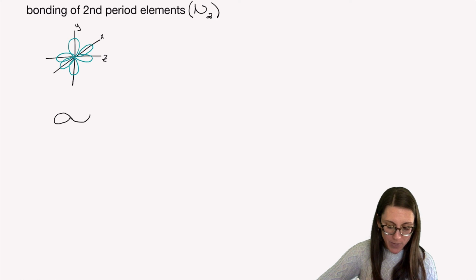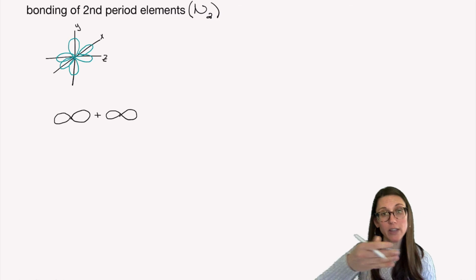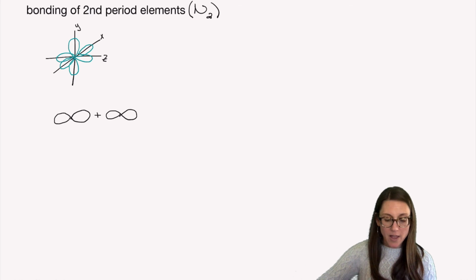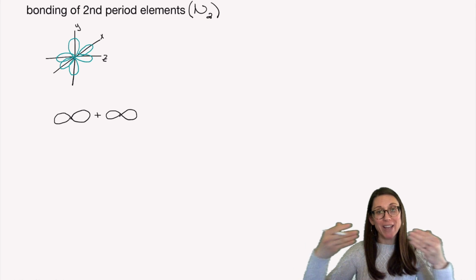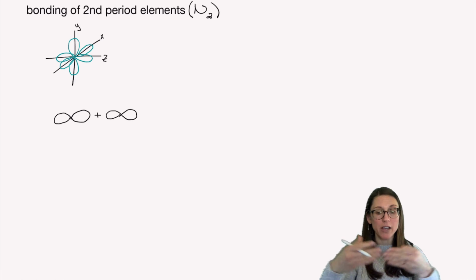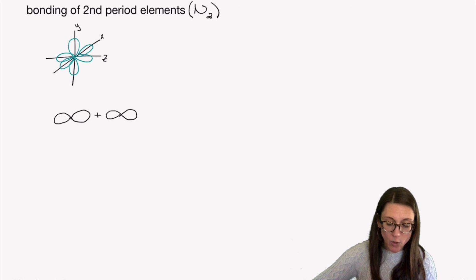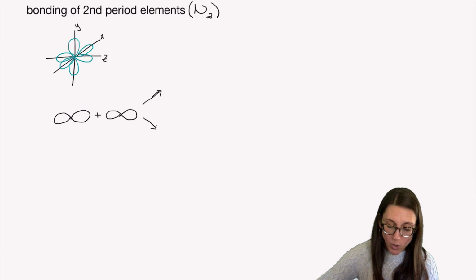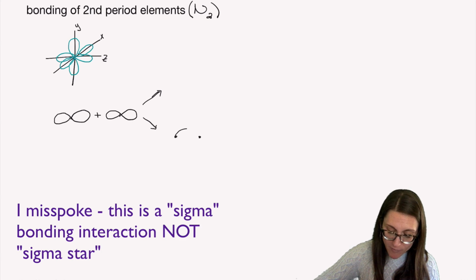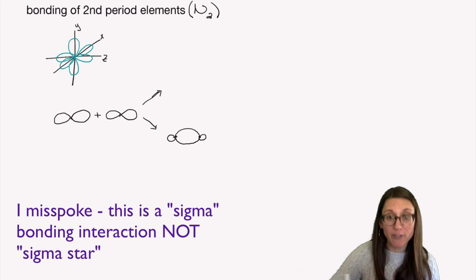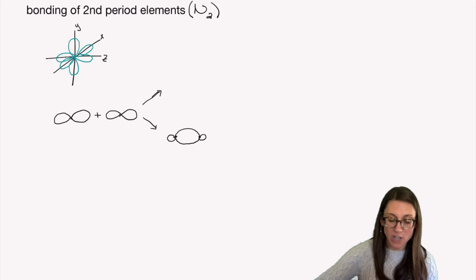If you have the p orbitals that are along the internuclear axis, then these are going to overlap in a head-on or end-on sort of fashion. And so similar to what we saw with the s orbitals, we're going to get sigma bonds forming. We're going to get a sigma star where I have more electron density concentrated between the 2 nuclei from a constructive interference of those atomic orbitals.